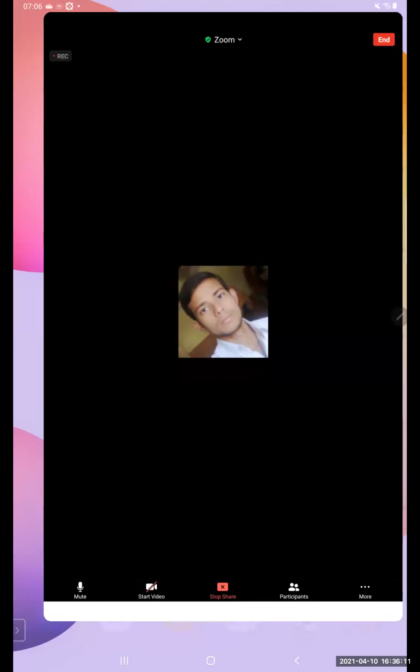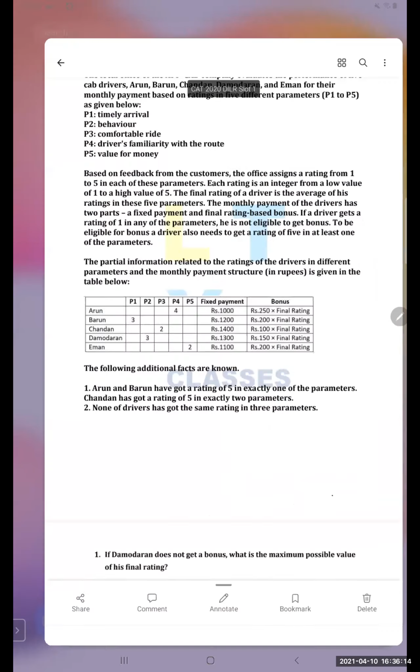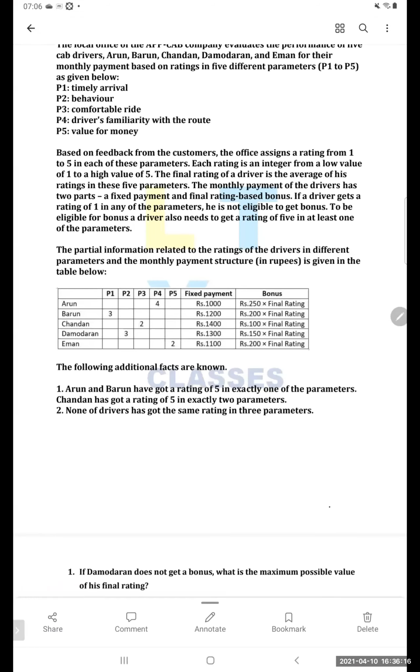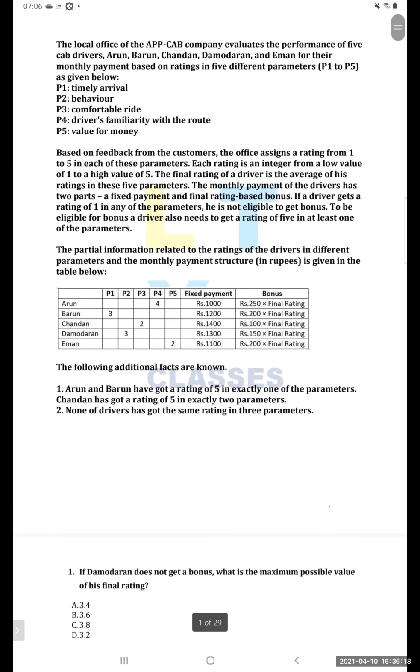Okay, we are good now. Let's look at the first question, which came in the CAT logical reasoning section last year.